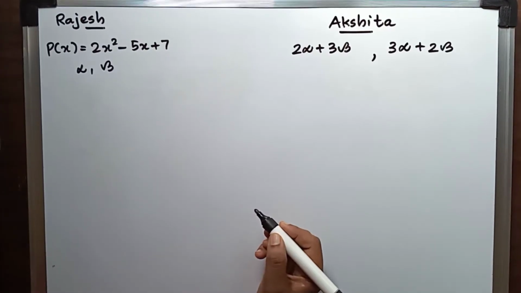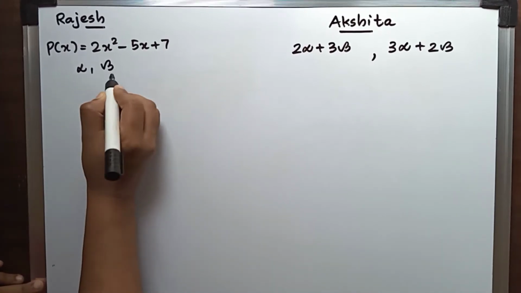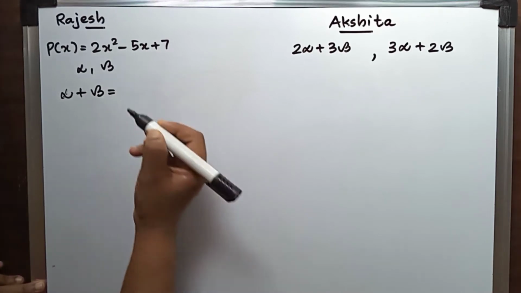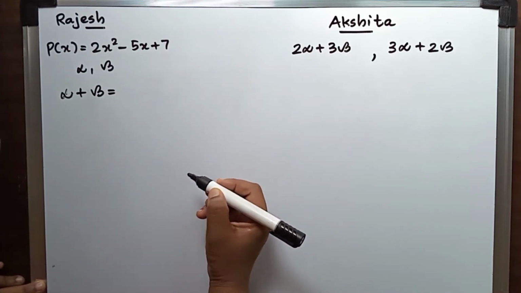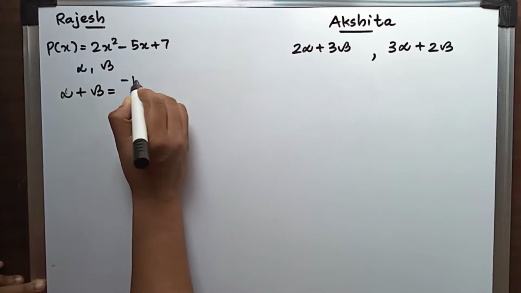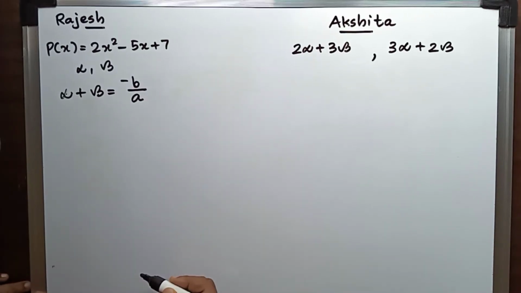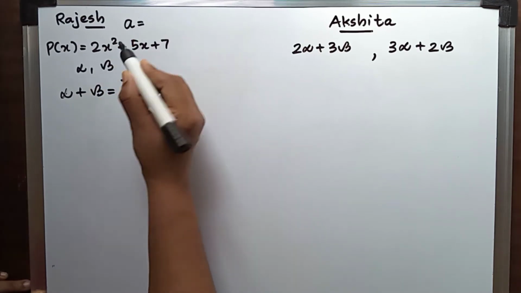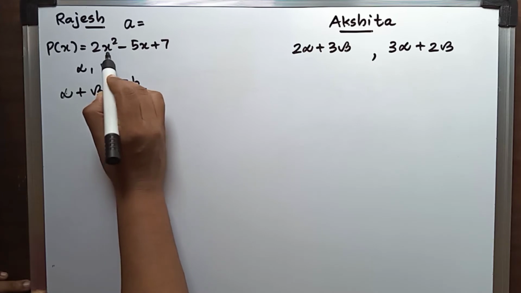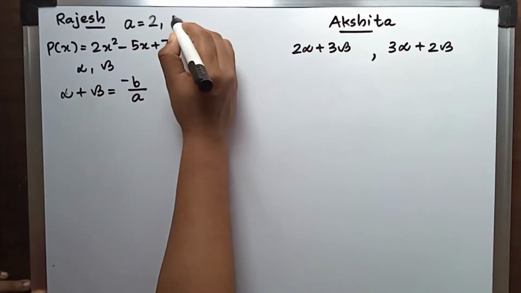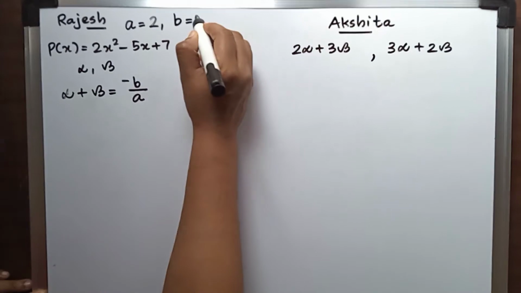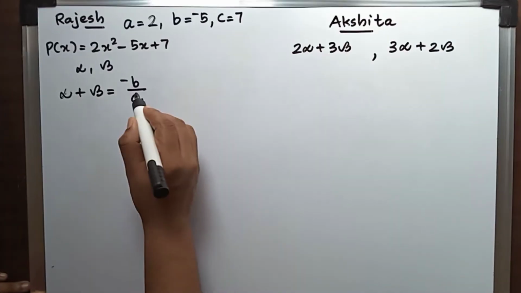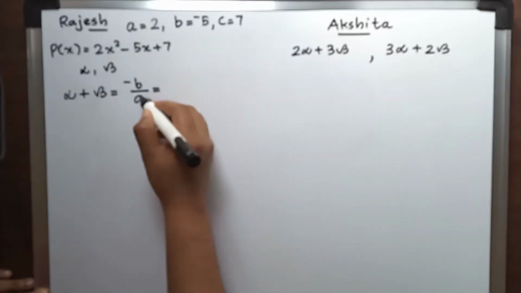And here we have already learned that if alpha beta are the zeros of the polynomial, then alpha plus beta, sum of zeros of the polynomial is minus b by a. Right? Here in this polynomial, what comes in place of a? A is the coefficient of x square. Here it is 2. And b is coefficient of x, that is minus 5 here, and c is the constant term, that is 7 here. Okay, we are giving those values here.